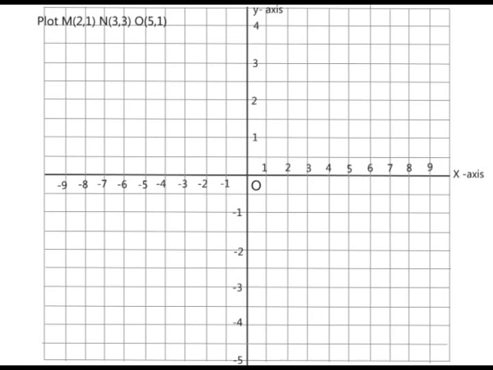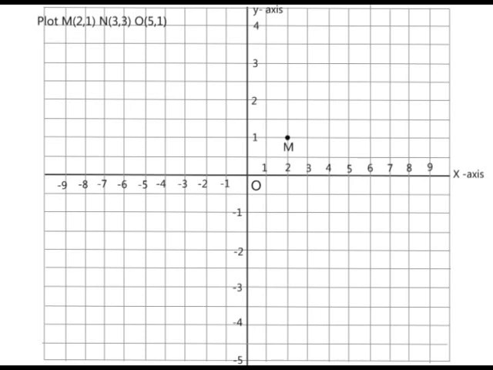For instance, let's plot these points: M(2, 1), N(3, 3), and O(5, 1). For M, we move 2 points on the x-axis on the positive side because it's positive 2. And again, we move 1 point along the y-axis, again on the positive side. So this is the point M.